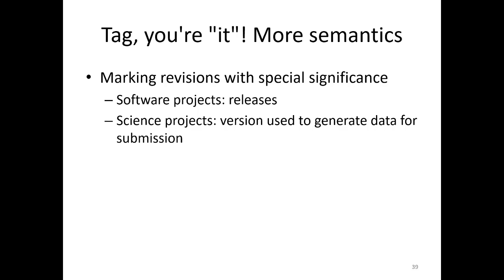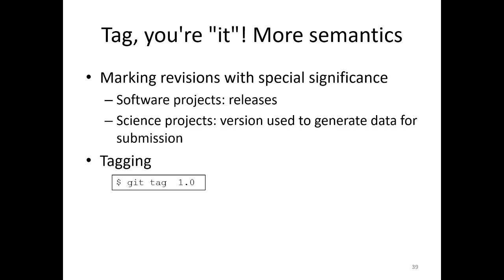Some revisions are more important than other revisions. They have special significance. For instance, in the context of software projects, those might be releases 1.0, 1.1, etc. In scientific projects, versions could be used in order to generate data for submission. And then, of course, that particular commit, which was the last one, which was used to generate that data, is also very significant, because you want to reproduce potentially your results.